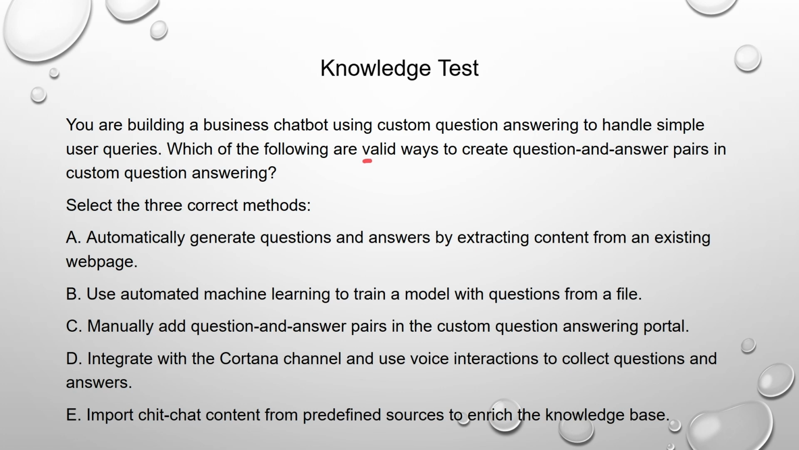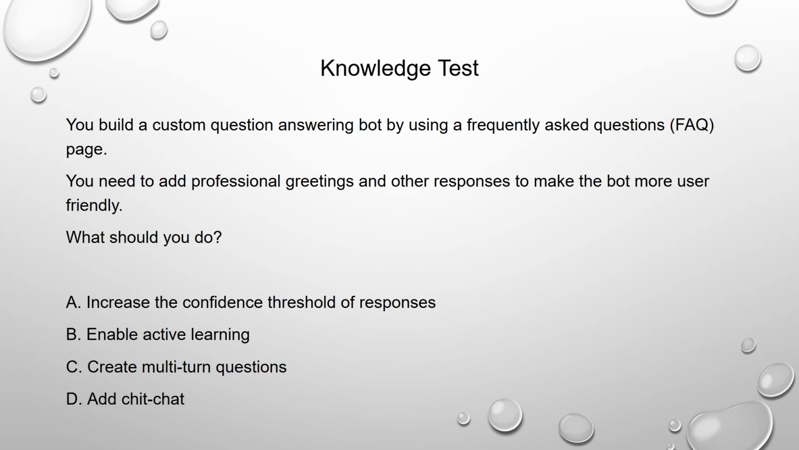Now what are the valid ways to create question answer pairs in a custom question answering project? One, we can upload a URL and ask to auto-generate question and answers. We can manually add question and answers. Then we can import chit-chat. So the correct answer is A, D and E. Sorry, the correct answer is A, C and E. Now to the next question.